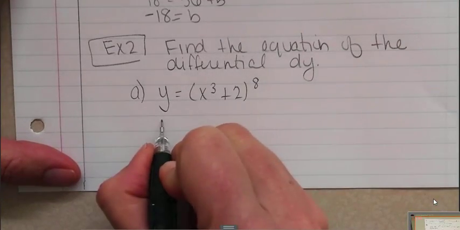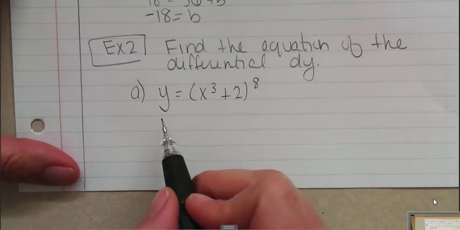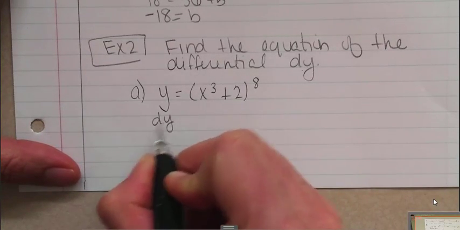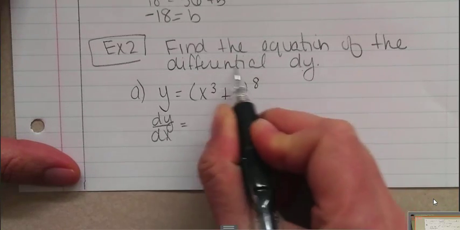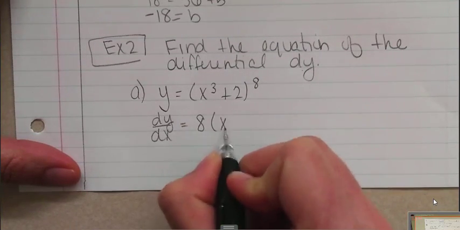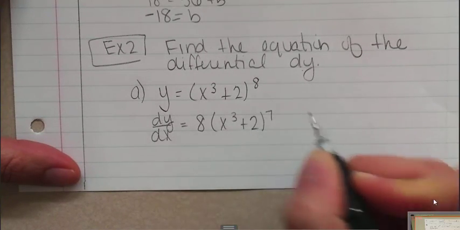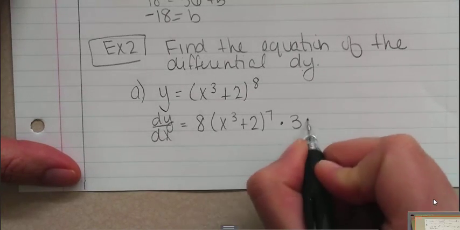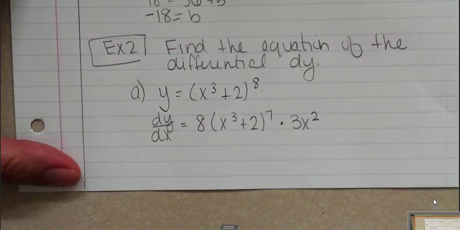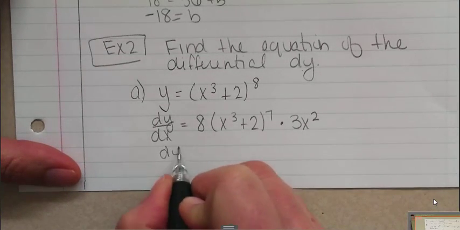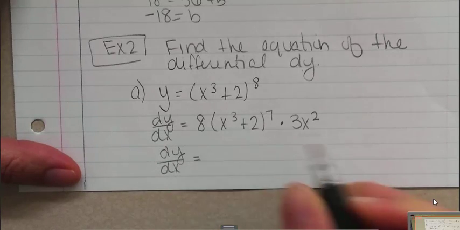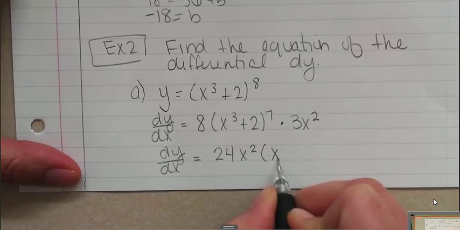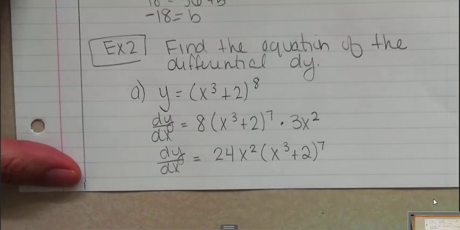All right, so we're going to start. To get your differential, you're always going to find your derivative first, and then you're going to solve for the differential dy. All right, so derivative of y with respect to x. Well, let's use my power rule first. Now I've got to chain rule that, so I'm multiplying it by 3x squared. All right, so the derivative of y with respect to x is equal to 24x squared times x cubed plus 2 to the 7th power.